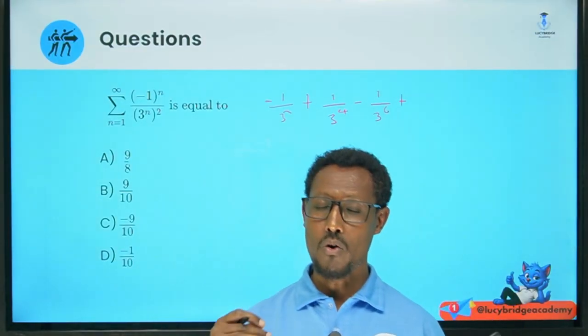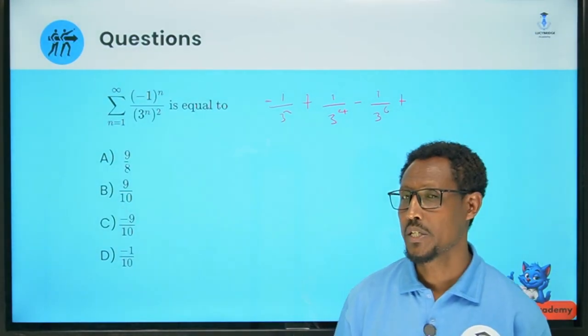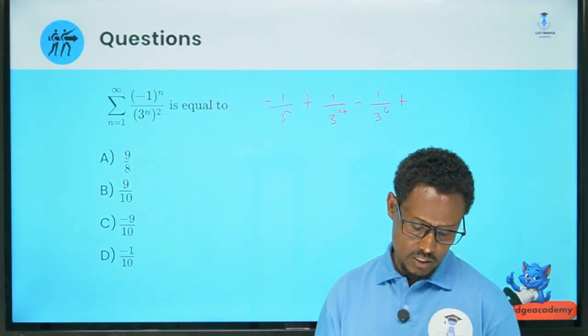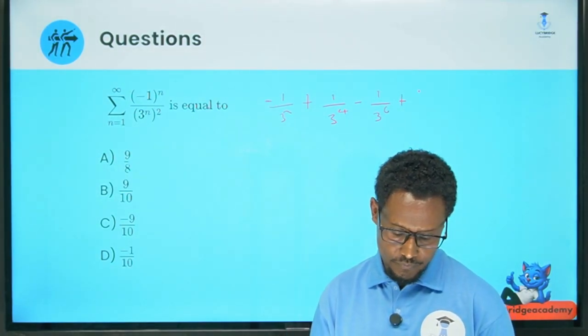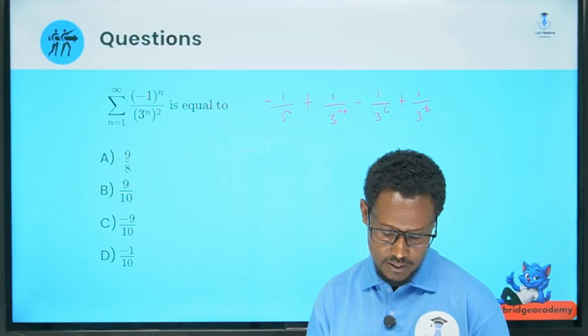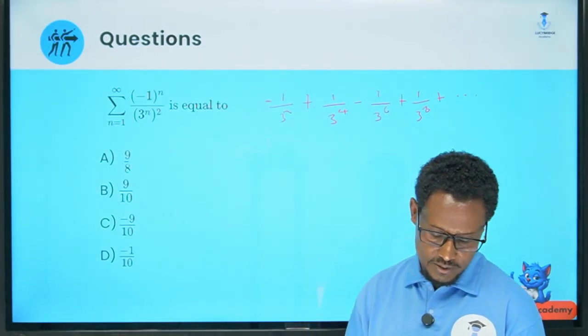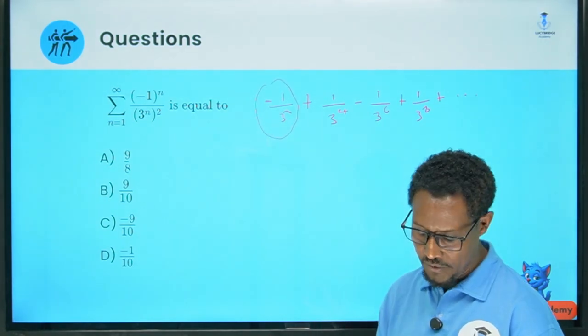Minus 1 to the power of even is 1, but minus 1 to the power of odd is negative 1. So it is plus 1 over 3 to the power of 8, and so on. It continues like this. Anyways, in this case, the first term is minus 1 over 3 squared.